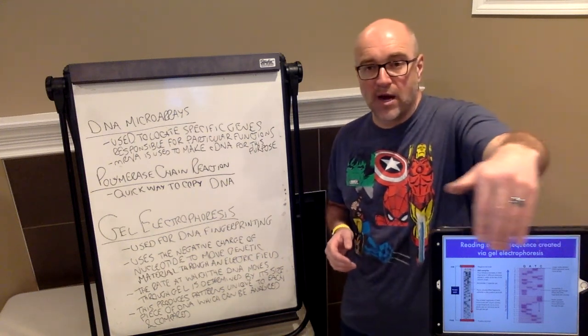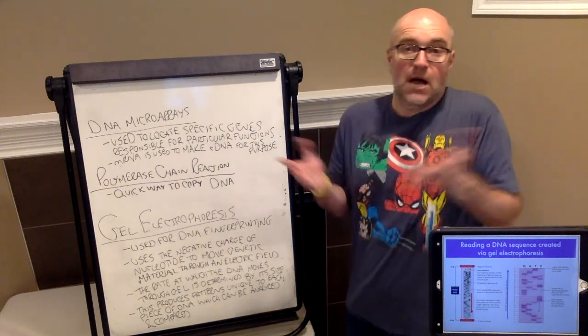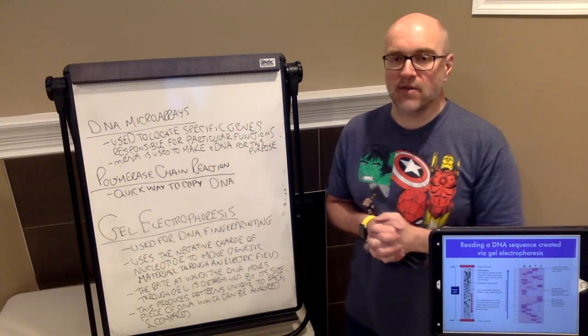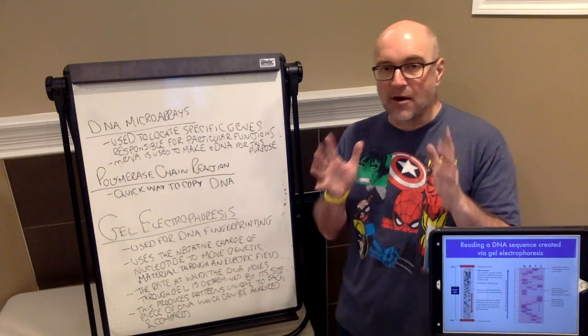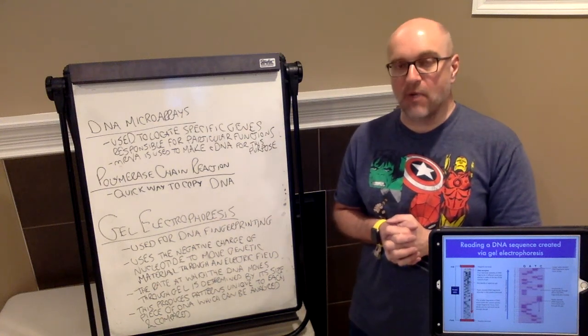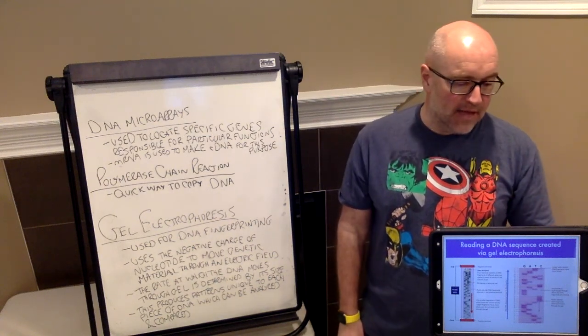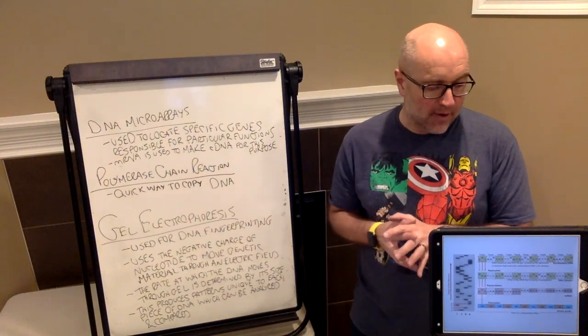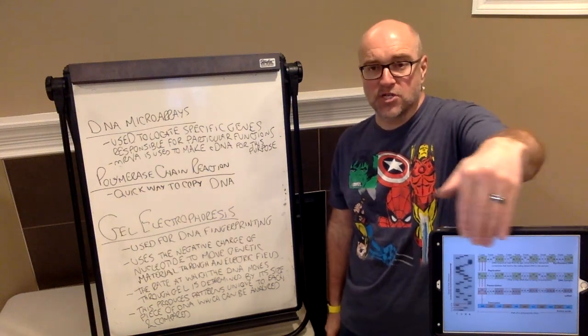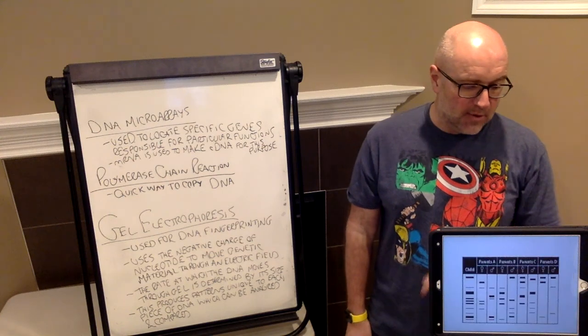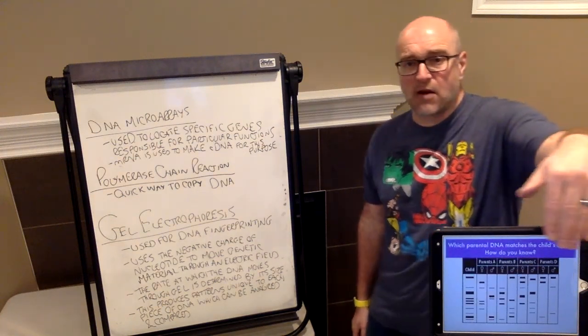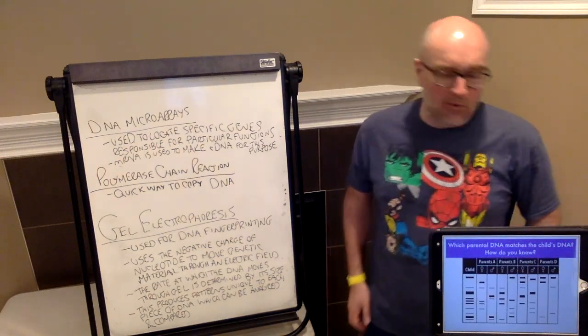This is what the readout looks like when you're done this process, and that pattern is unique like a fingerprint. That's why we call it DNA fingerprinting, and that's why it works very, very well. Here's another example, showing you the base pair sequences. Take a look at this diagram here. Here's an example of how it would be used.